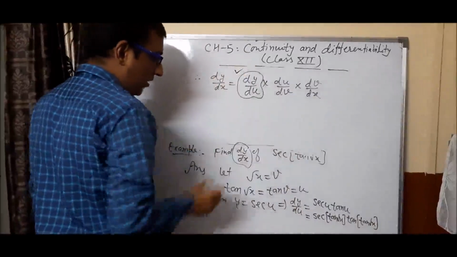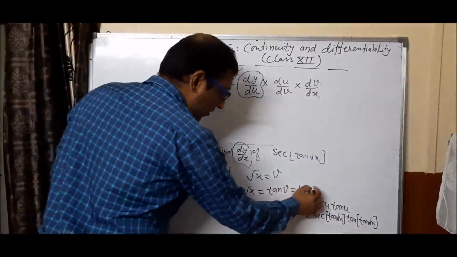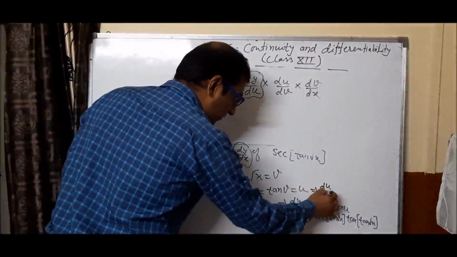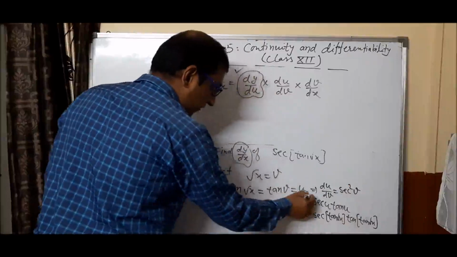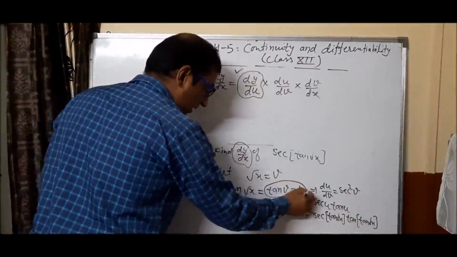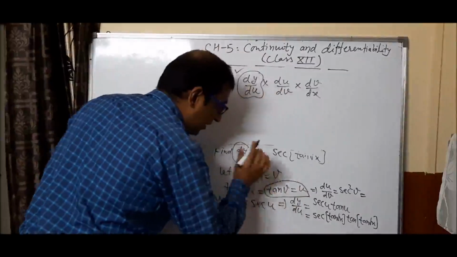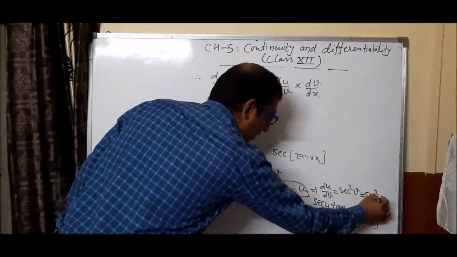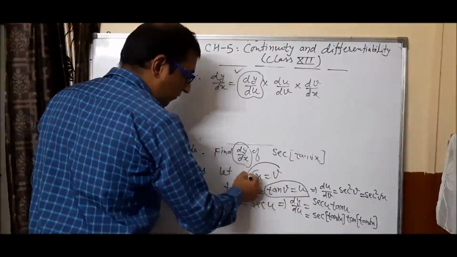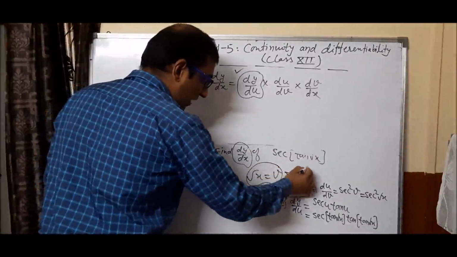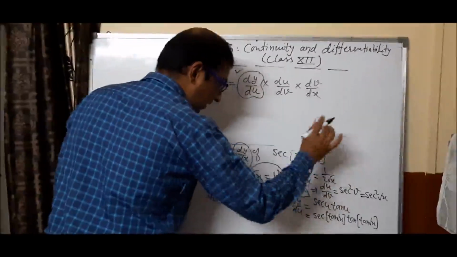Now we will calculate du upon dv. The value of du upon dv equals sec square v, and the value of v is root x, so we write sec square root x. Now we will calculate dv upon dx. The value of dv upon dx is 1 upon 2 root x.